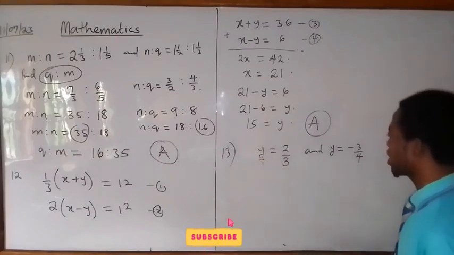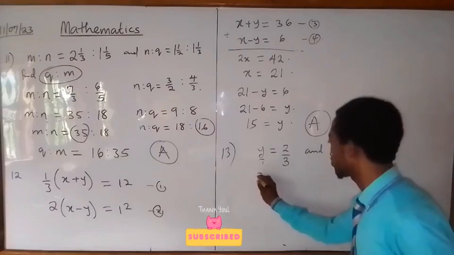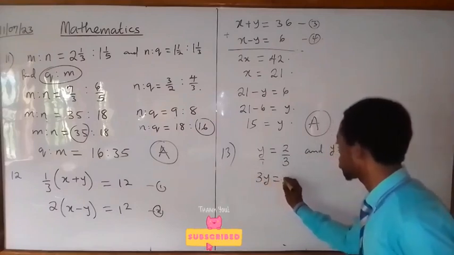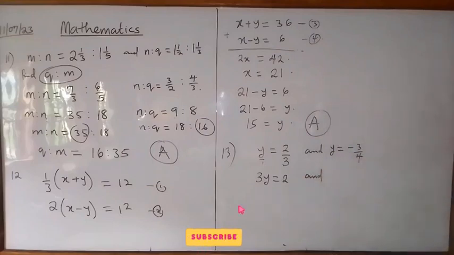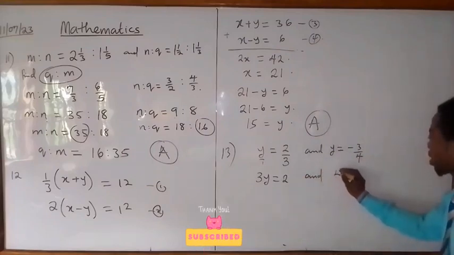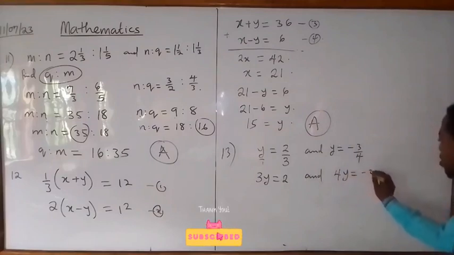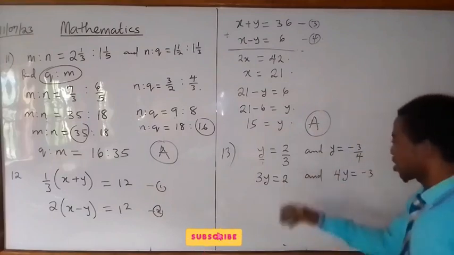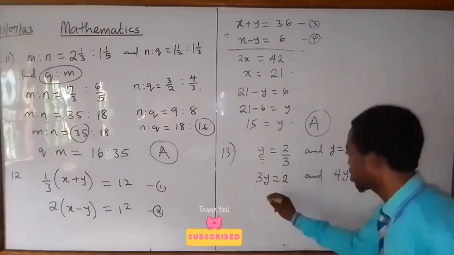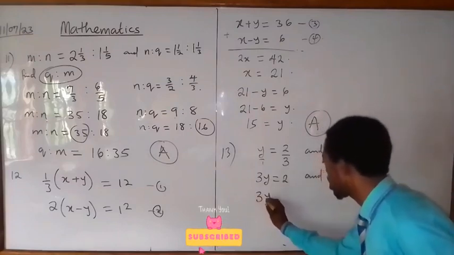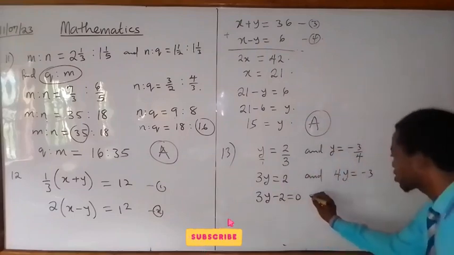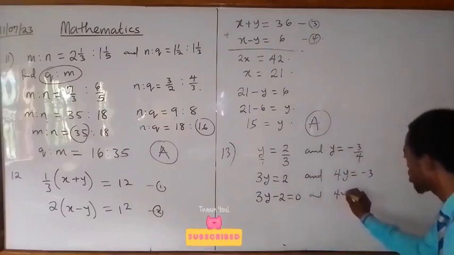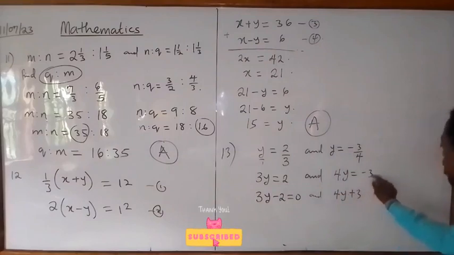We can cross multiply here to get 3y equals 2. And the same thing here: we can cross multiply to have 4y equals minus 3. Working backward, plus 2 here becomes minus 2. That's 3y minus 2 equals 0. And 4y plus 3, because the minus 3 here, taken to this side, becomes plus 3, equals 0.